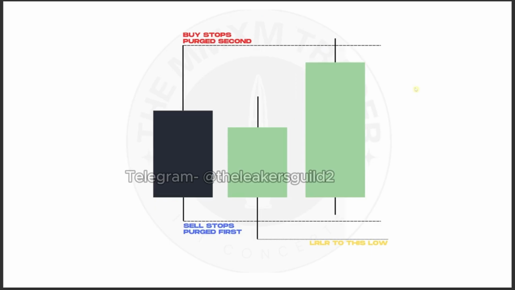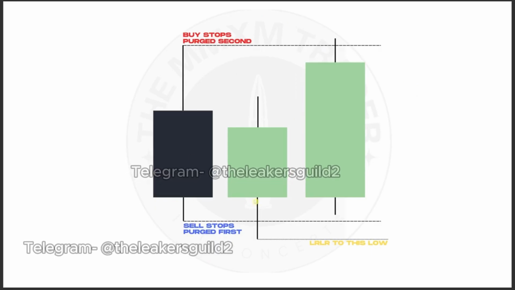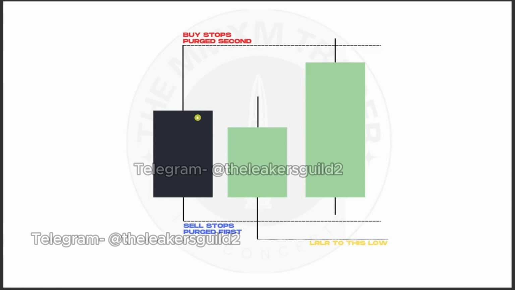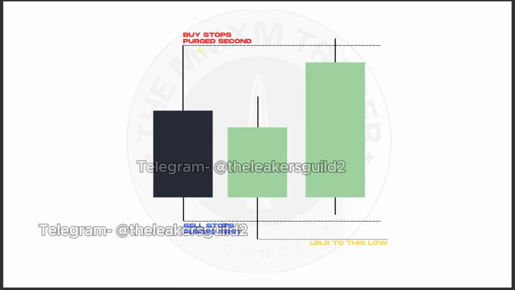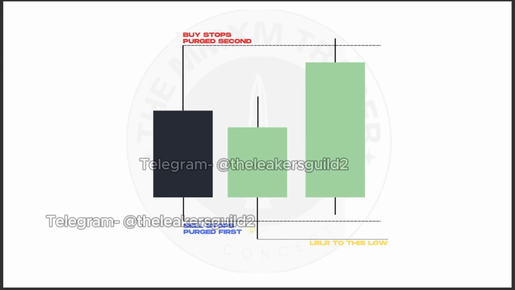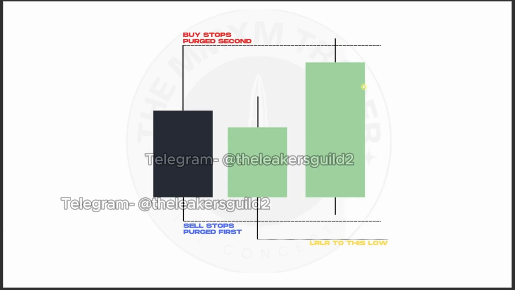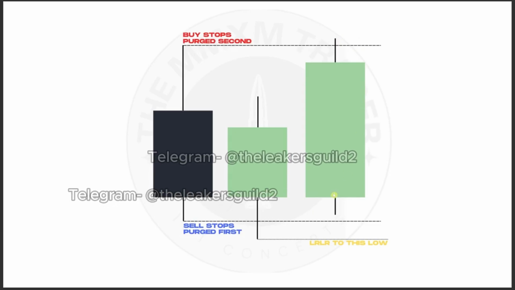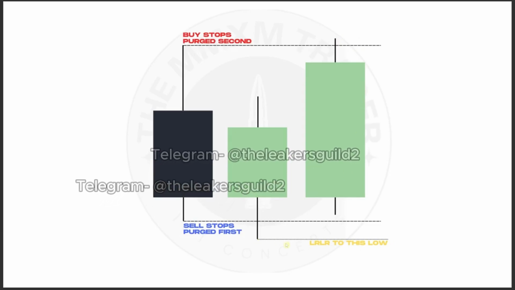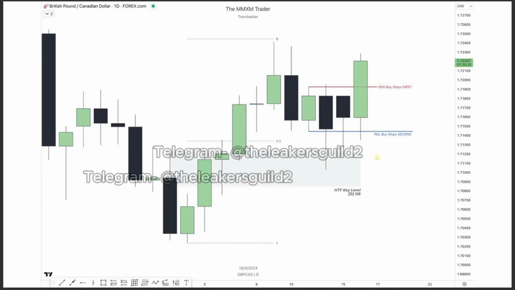So same case over here. This is a bearish scenario, right? We want to see those sell stops purge first. You can see this candle closes inside of the range of this candle, goes for the buy stops above it. So we're pairing up again, order pairing, right? Sell stops with the buy stops, and then the real low resistance liquidity run should happen into this low over here.